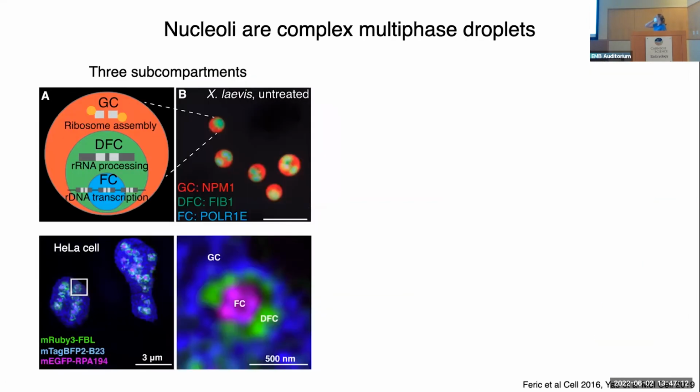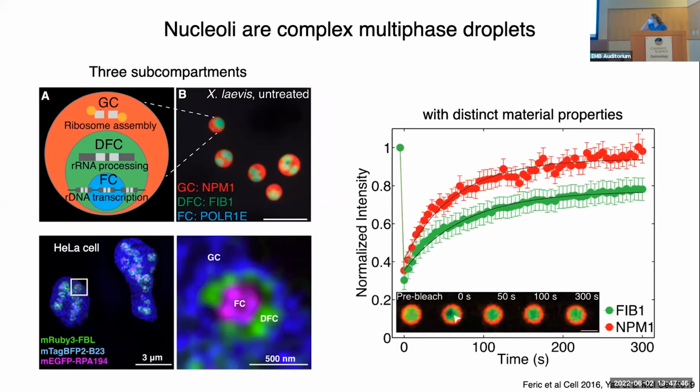And so you can get multi-phase structures with different compositions and different immiscible phases within each organelle. And so the nucleolus is a three-compartment, hundreds-of-components system that forms three subcompartments. There is a fibrillar center that forms around the ribosomal DNA. There's a dense fibrillar component that is this sort of intermediate donut where RNA processing happens. And then there is a granular component that forms a large outer shell. And each of these compartments exhibits distinct material properties.